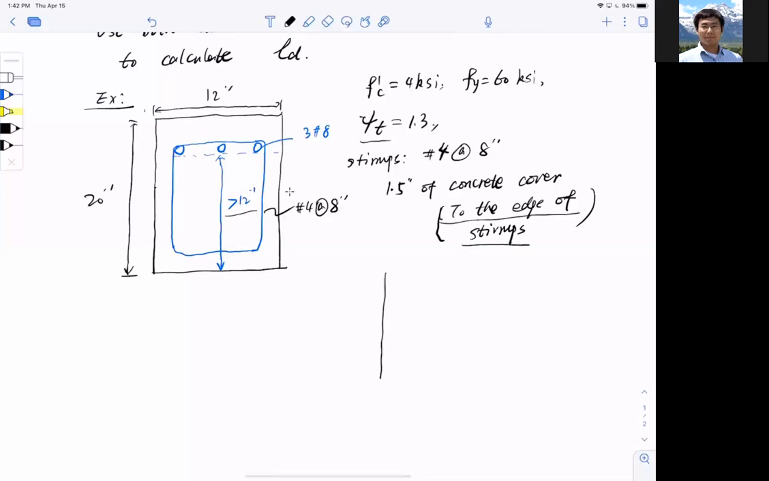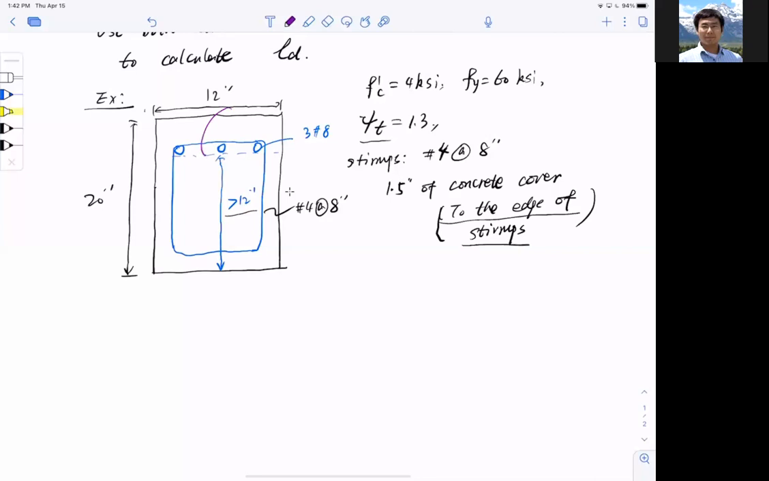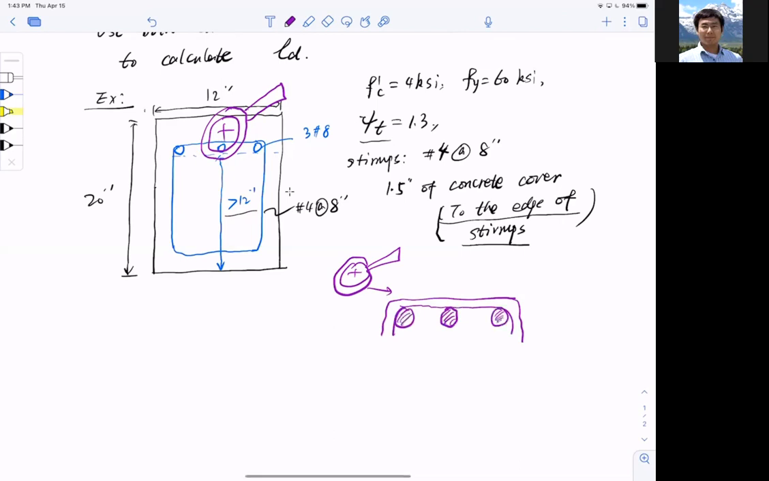That means, if I want to zoom in, let me put a drawing here. I want to zoom in as with a magnifying glass. This would give me the detail, and the detail looks like this. This is the stirrup, and this is the corner bar. When I draw this, my corner bar is not drawn right, but that's what it is. And the concrete side is here. When I say 1.5 inches, that means this is 1.5 inches. The stirrup is number 4. Number 4 is 0.5 inch.